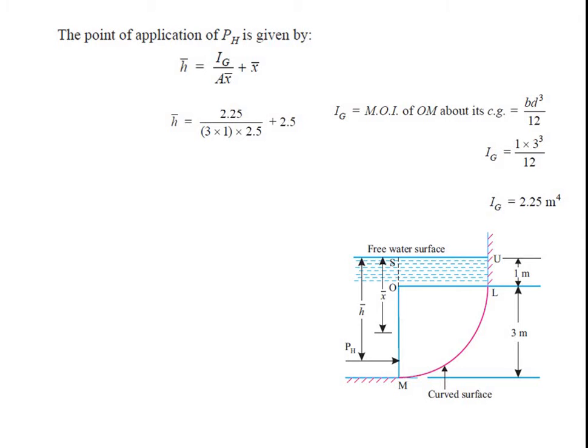So Ig can be given as 2.25 meter raised to 4. So H bar can be given as 2.25 divided by A, which is 3 into 1, that is 3 meters, into X bar, which is 2.5. So H bar can be given as 2.8 meter from the water surface. And therefore H bar is located at a distance of 2.8 meter from the water surface.